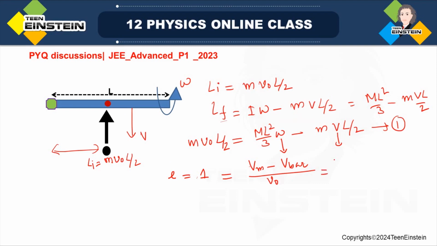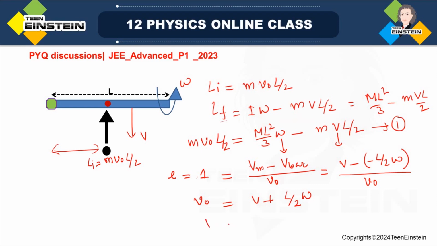So from here, look what I get. So V is the velocity of the bar, it is given already after collision. And for this I will get capital L by 2 into omega. Okay, L by 2 into omega. This is what I will get divided by V0. That means you will get a relation between V and V0.